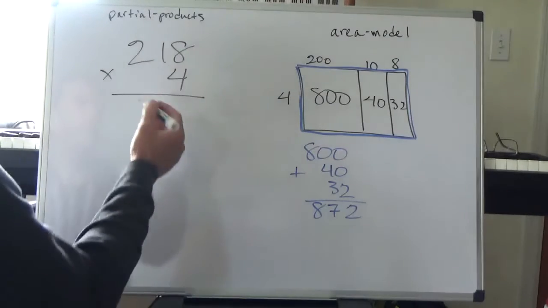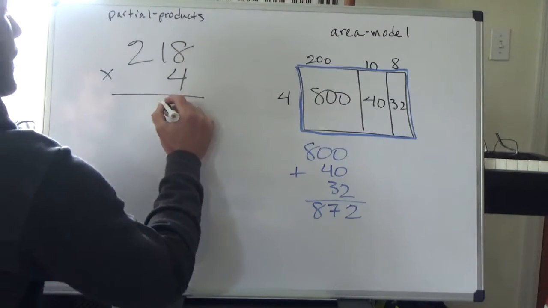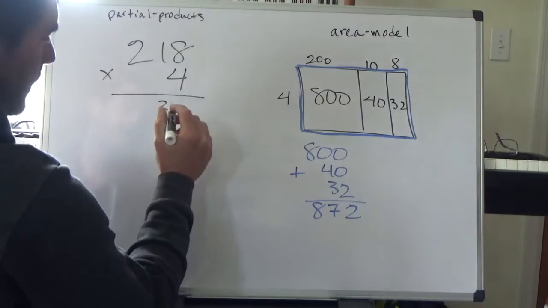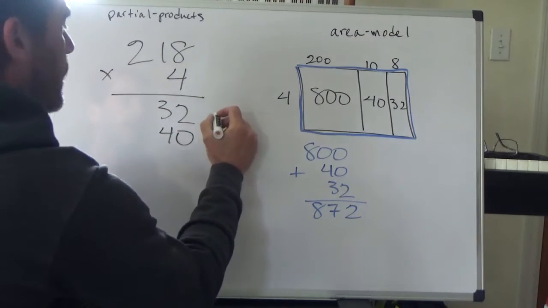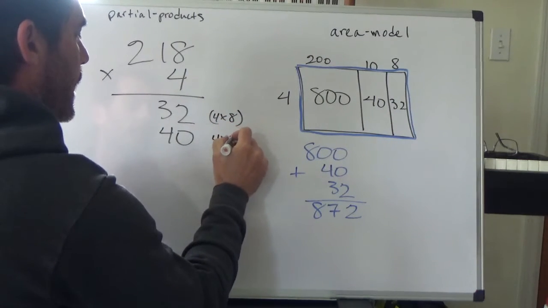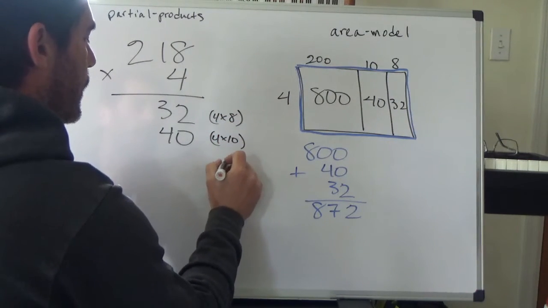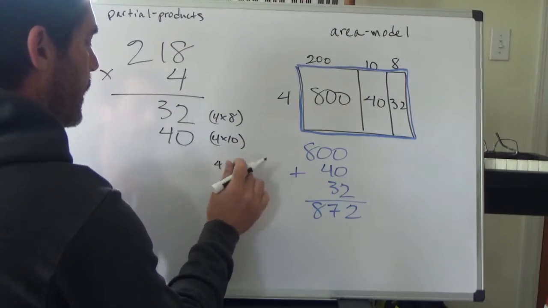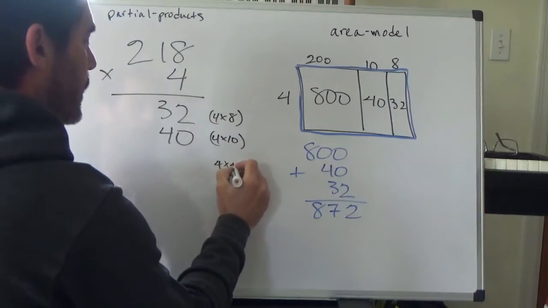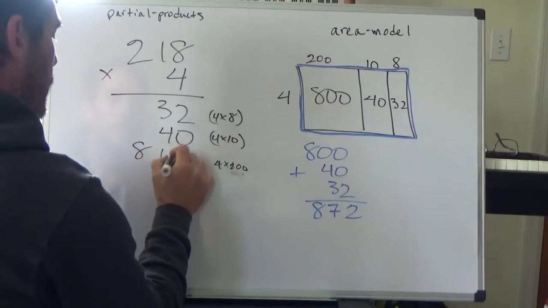So we'll try it the partial products way. 4 times 8 is 32. 4 times 10 is 40. Again, this is 4 times 8. This is 4 times 10. And this is going to be 4 times, what is the value of this 2? It's 200. So this will give me 800.